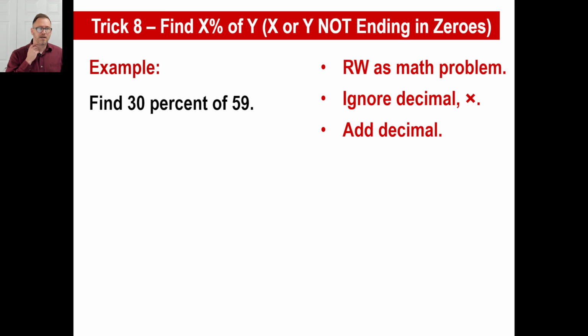Okay, let's try another one. 30% of 59. Now this time, go ahead, pause it for a sec, write those steps out as quickly as you can, solve it, and come back. Okay, I'm assuming you've come back. 30%, 0.3 of 59. Forget that. 3 times 59. 3 times 50, 150. 3 times 9, 27. 150 plus 27, 177. Not reasonable. It's a part of 59.